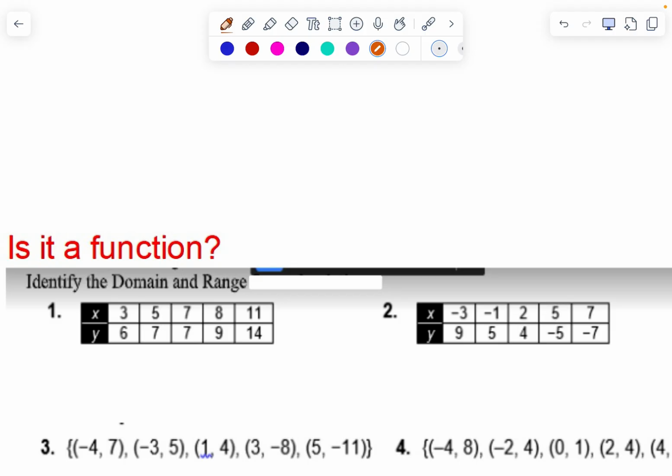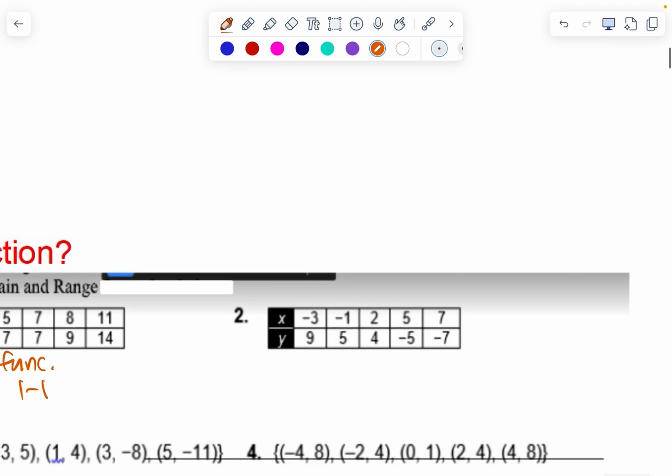Yes? Yes. Is it 1 to 1? No, not 1 to 1. Okay, table 2, is it a function? Okay. Is it 1 to 1? Yes.